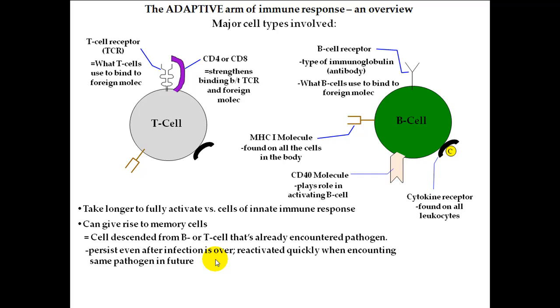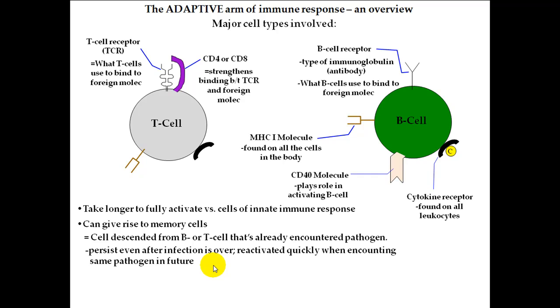So for example, when you get chicken pox once, you produce these memory cells as a result of that encounter. And so if you were to see the chicken pox virus again in the future, that's one of the main reasons why you don't typically get chicken pox again, because you have these memory cells that quickly respond to that virus if it's seen again.